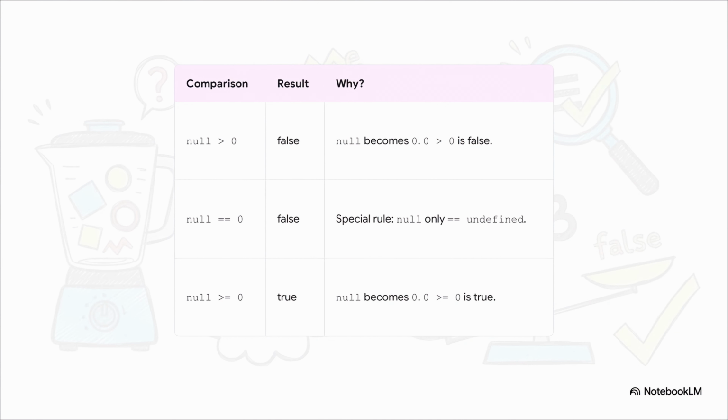Now this right here, this is a complete logical contradiction. Let's break it down because this is where it gets wild. When you use greater or less than, null gets converted to the number 0. So is null greater than 0? Nope, because 0 greater than 0 is false. Okay, so is null equal to 0? Also no, because of that special rule where it only equals undefined. But here's the kicker. Is null greater than or equal to 0? Yes, because it converts to 0, and 0 greater than or equal to 0 is true. So let me get this straight. It's not greater than 0, and it's not equal to 0, but it is greater than or equal to 0. That is a true JavaScript classic.